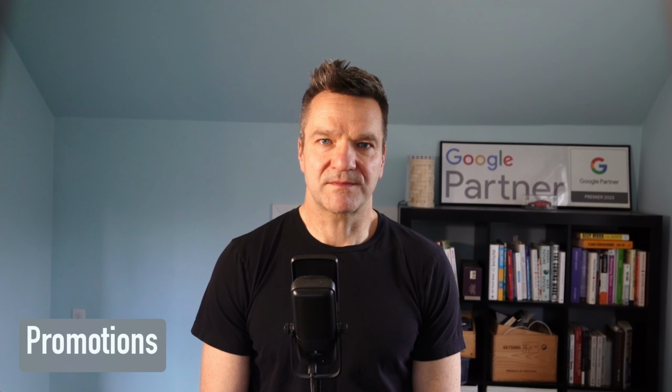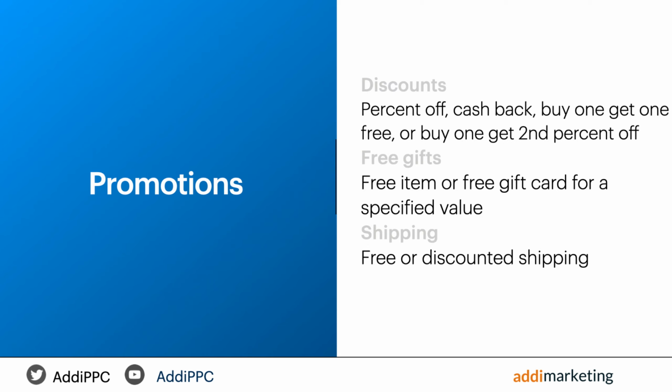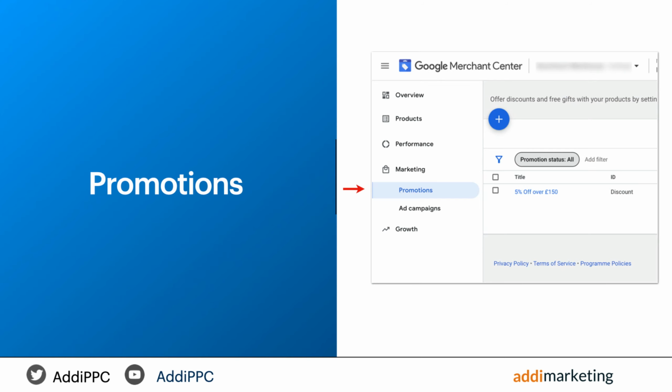Merchant Promotions. Promotions improve your shopping ads by highlighting your online deals. When promotions are added to your products on Google, customers see a special offer link. This could be a 15% discount or free shipping or a special badge. To set up promotions, open Marketing and Promotions view. If the Promotions view is not there, you need to enable the Promotions program in the Growth Manage Programs section.